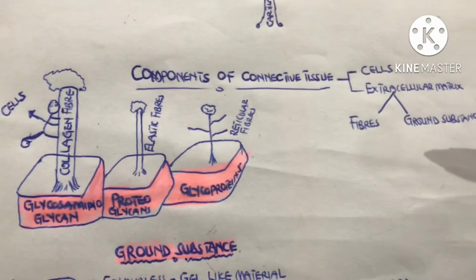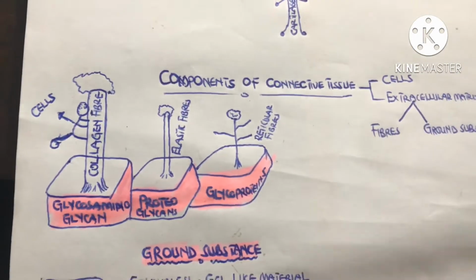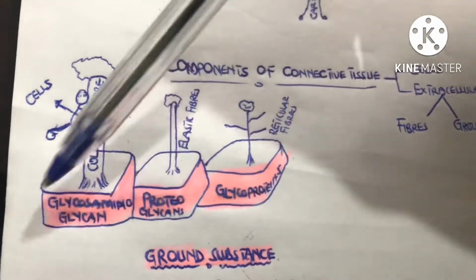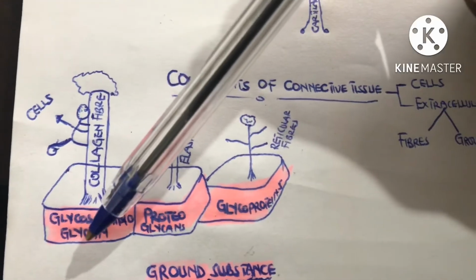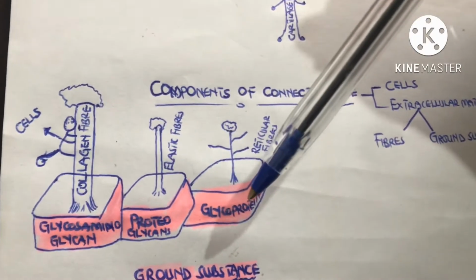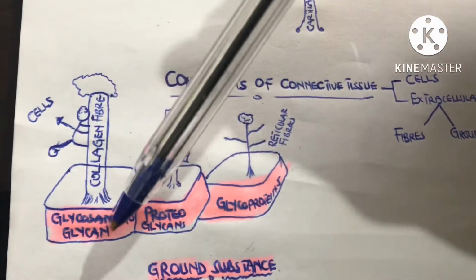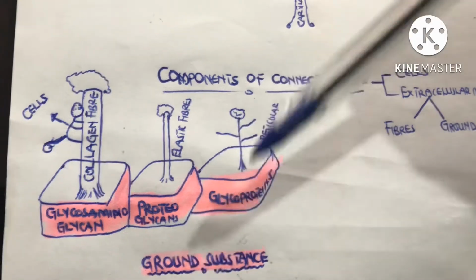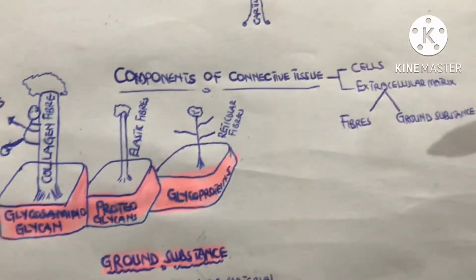The ground substances. You understand? And for the ground substance, we have three varieties: the glycosaminoglycans, the proteoglycans, and the glycoproteins. So the glycosaminoglycans, the proteoglycans, and the glycoproteins form the varieties of what? The ground substance.